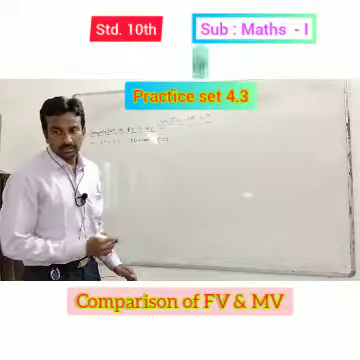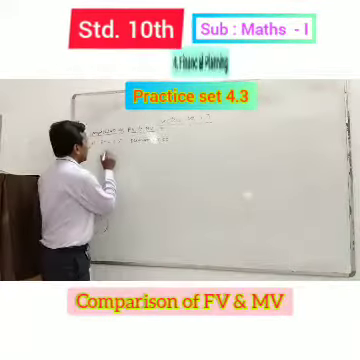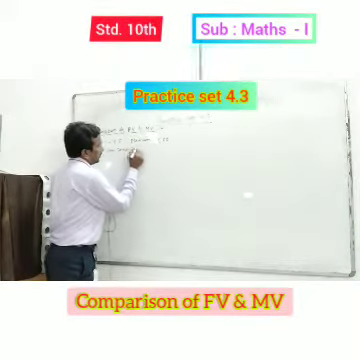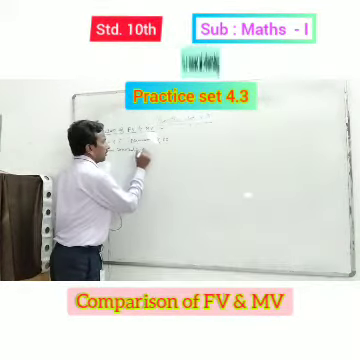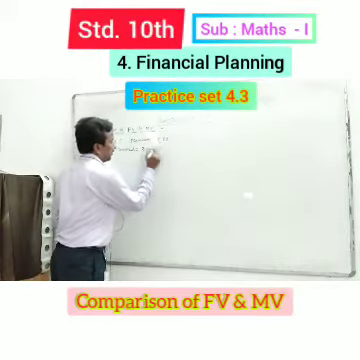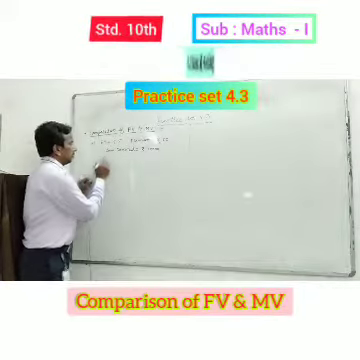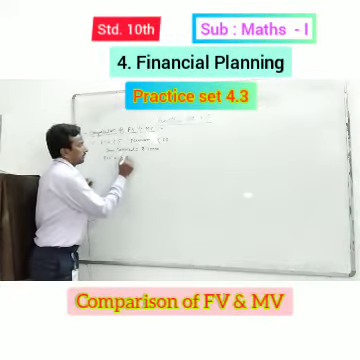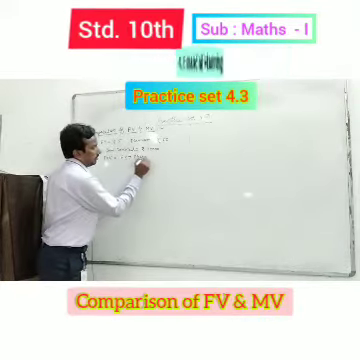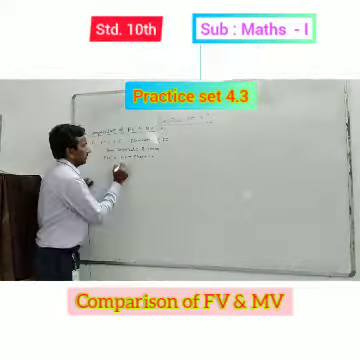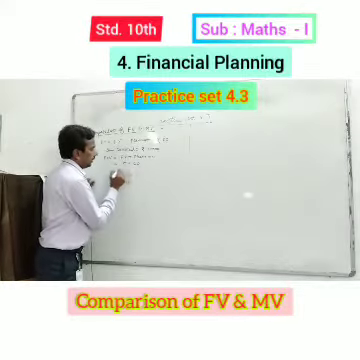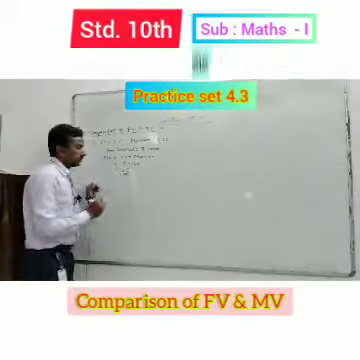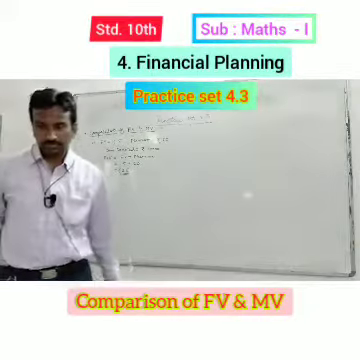Means sum invested is rupees 20,000. Now find out market value. Market value is face value plus premium. Face value 5, premium 20 means market value of a share is rupees 25.